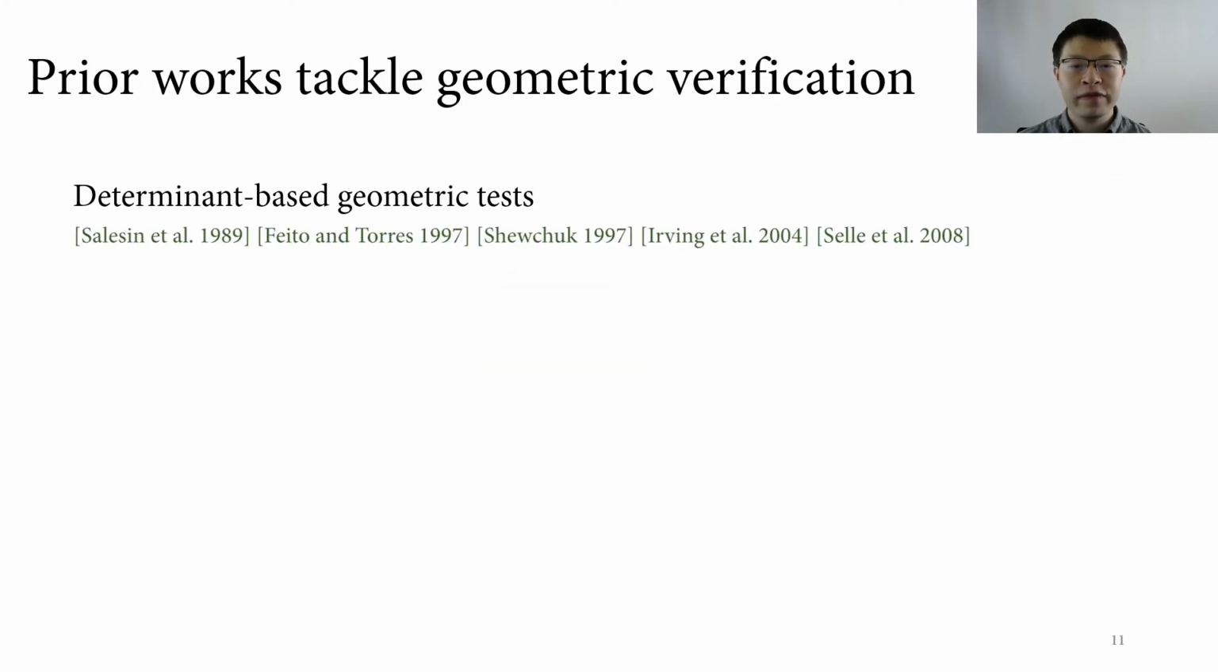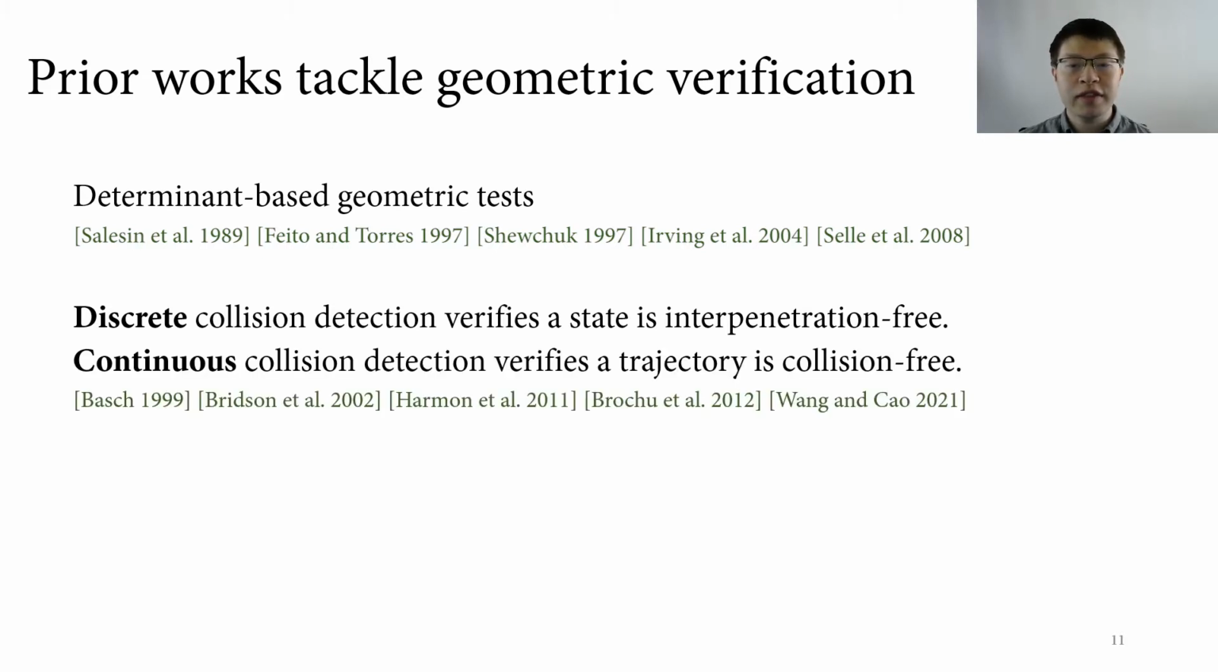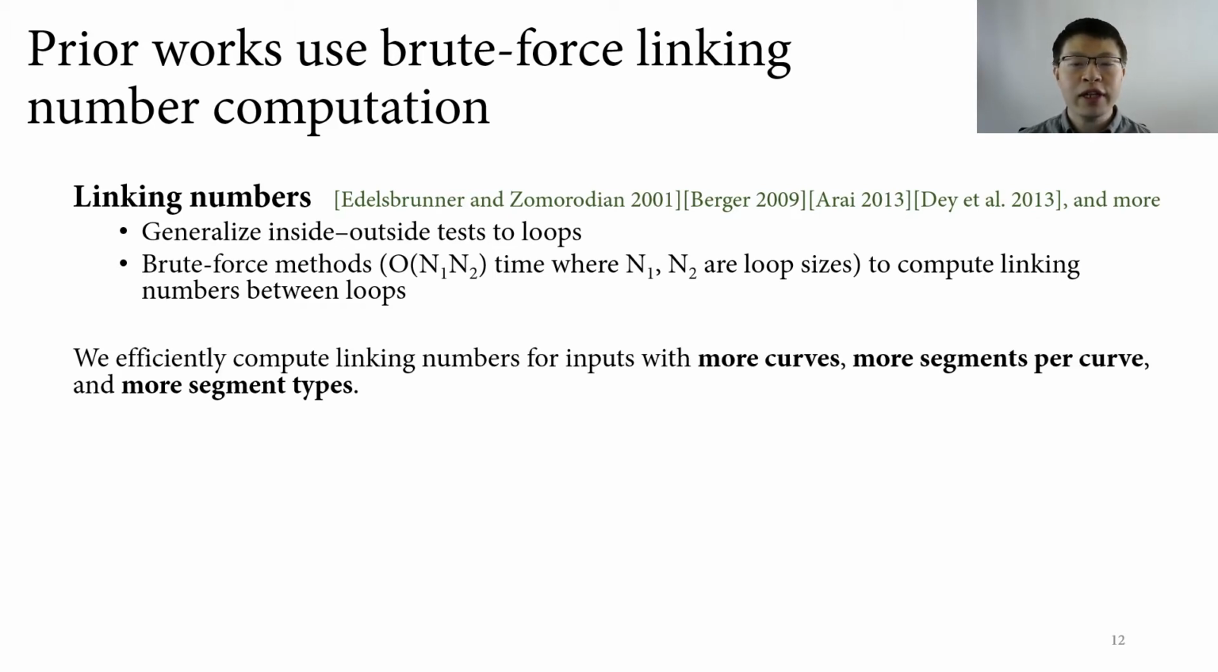Many works in the past addressed geometric verification by using determinant-based tests. Many of these tests are discrete because they verify individual states have no interpenetration. Continuous collision detection verifies an entire trajectory is collision-free. There are trade-offs between continuous and discrete tests. Our method is a discrete test in that it checks individual states of an animation. In a way, linking numbers can generalize inside-outside tests to loops. Most prior work uses a brute force quadratic algorithm. We aim to scale linking number computation to generic large input.